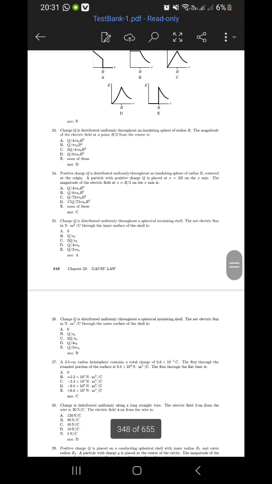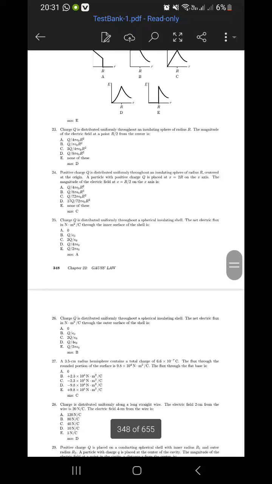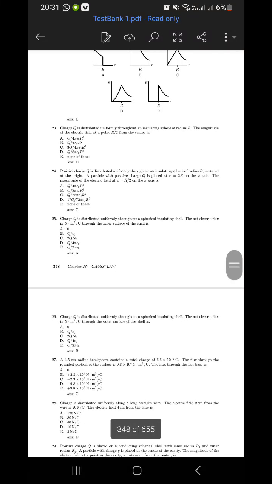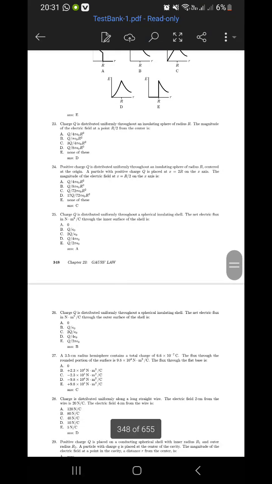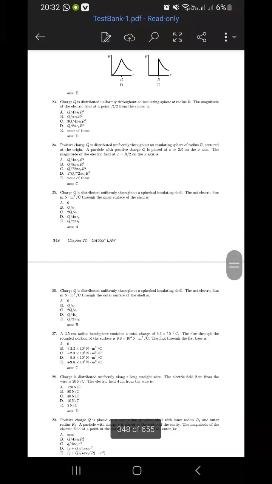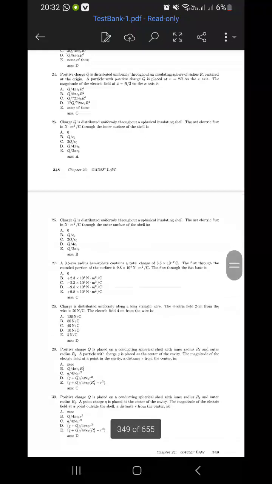Positive charge Q is distributed uniformly throughout an insulating sphere of radius r centered at the origin. A particle with positive charge q is placed at x equals 2r on the x-axis. The magnitude of the electric field at x equals r divided by 2 on the x-axis is C, q over 72 pi epsilon-naught r squared.